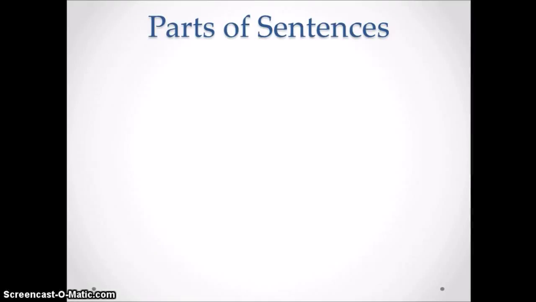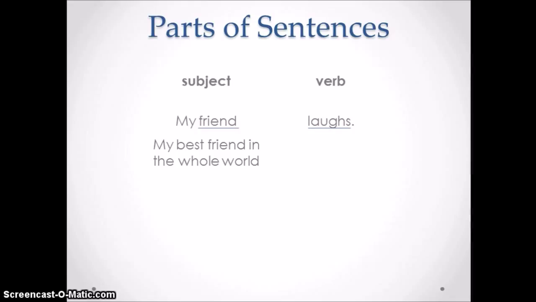What makes a sentence? Many students will correctly suggest that a sentence needs a subject and a verb. For example, my friend laughs. Often a subject is a noun, like friend, but the term subject can also refer to a noun phrase, which includes adjectives and other modifiers. For instance, my best friend in the whole wide world. We can add a lot of other parts of speech, but we still have just one subject here.